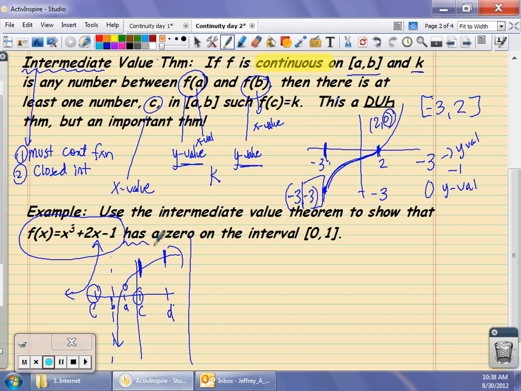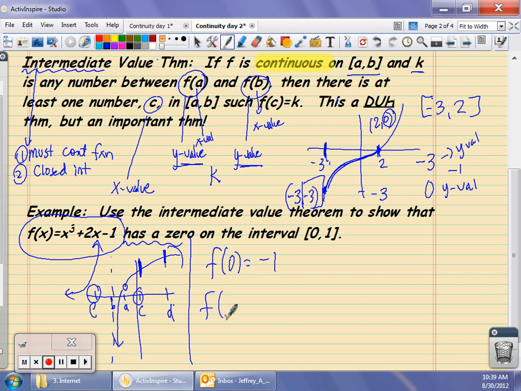So we're trying to prove that this function has a 0. The first thing I'm going to do is consider my endpoints. I know I have a closed interval, and I know I have a continuous function. So I'm going to generate the y values at each endpoint. I'm going to find f of 0. f of 0 is -1.